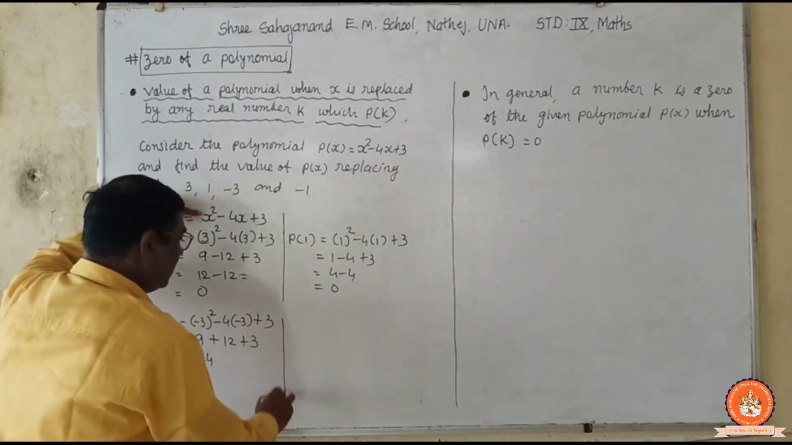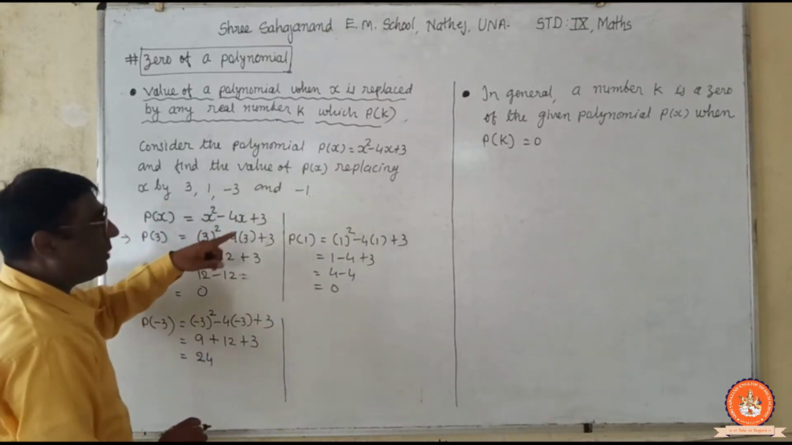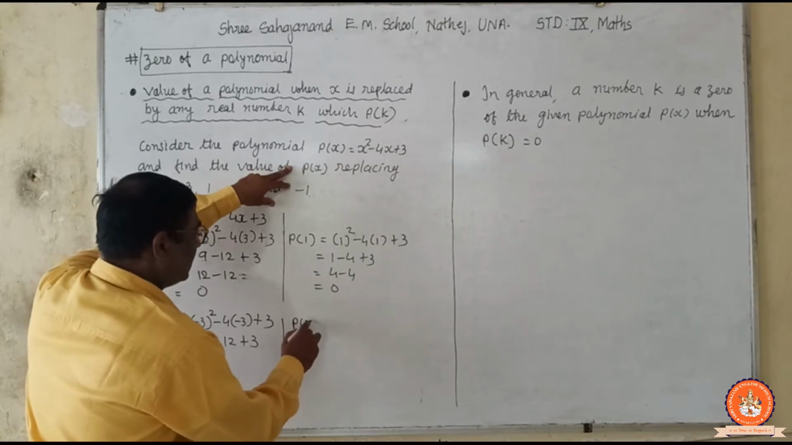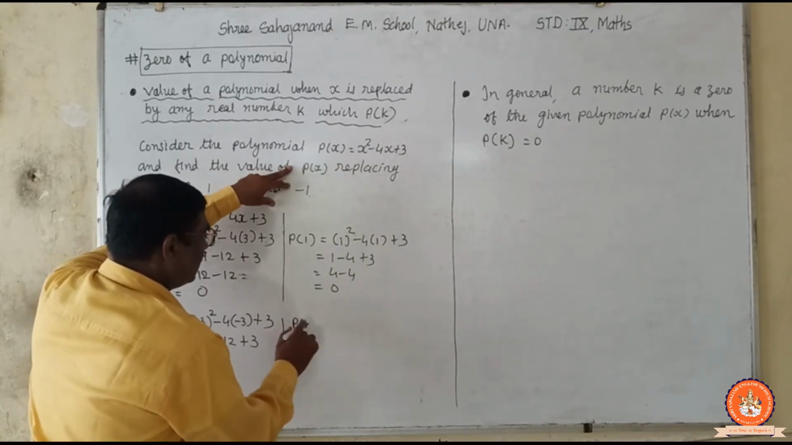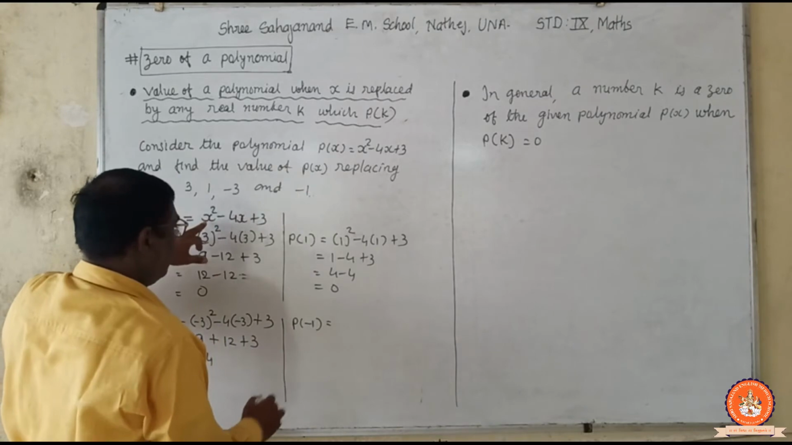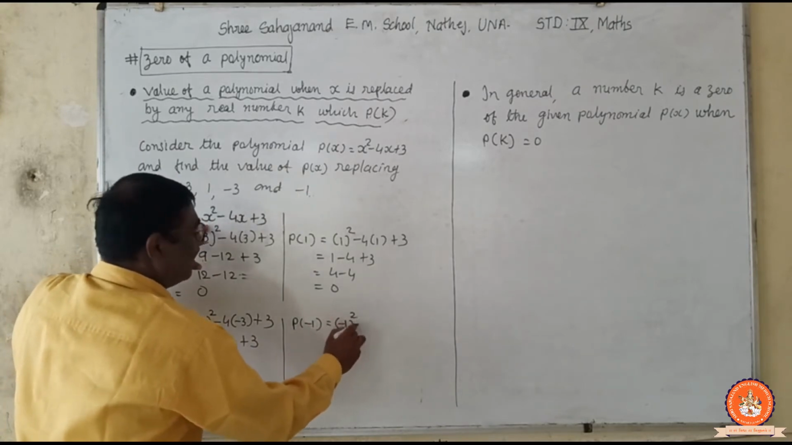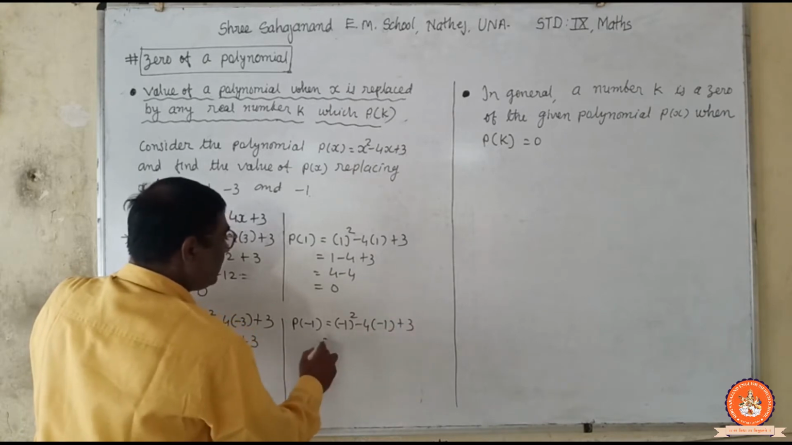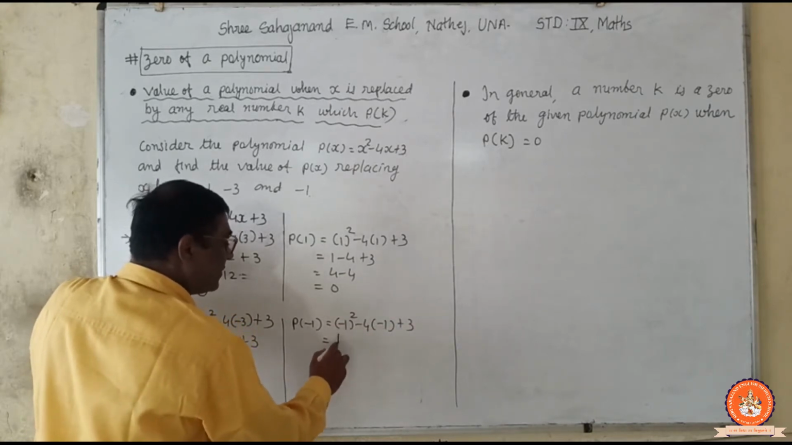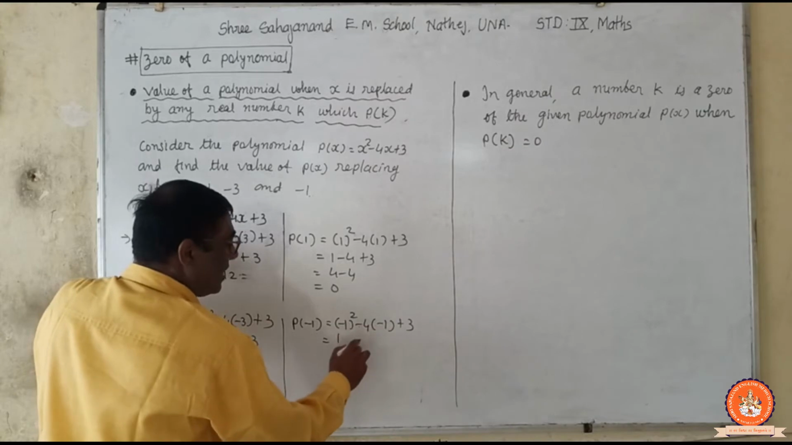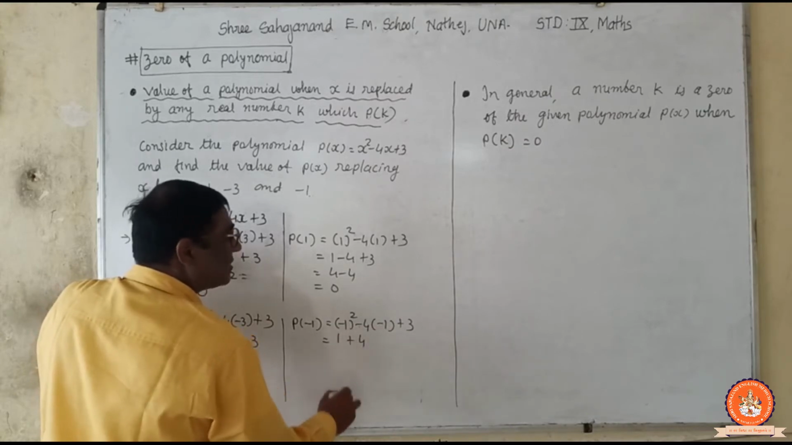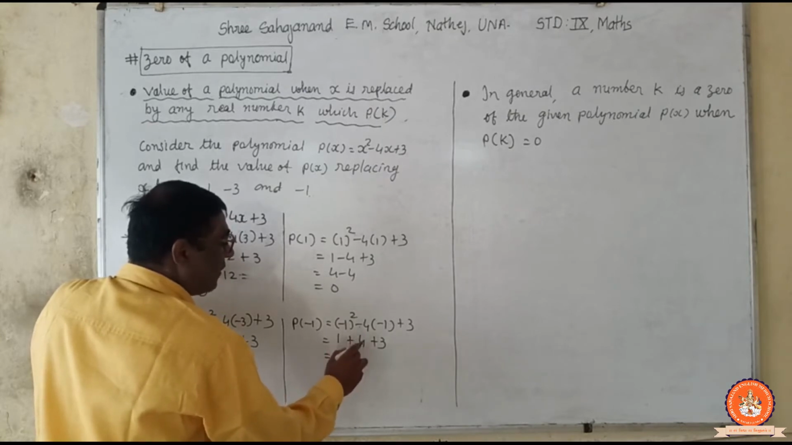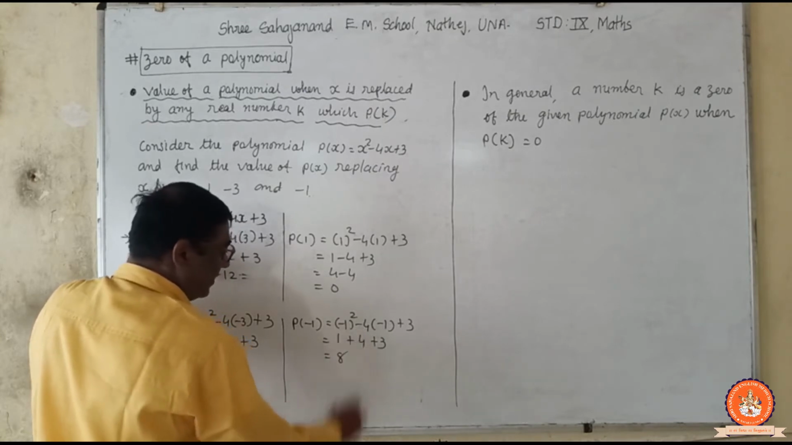Okay, and here we are going to replace the value of x by minus 1 in the given polynomial p of x. So it's square of minus 1, minus 4 into minus 1, plus 3. Square of minus 1 is 1. 4 ones are 4, and minus minus is plus. And 3 is equal to 3. Now 1 plus 4, 5 plus 3 is 8.